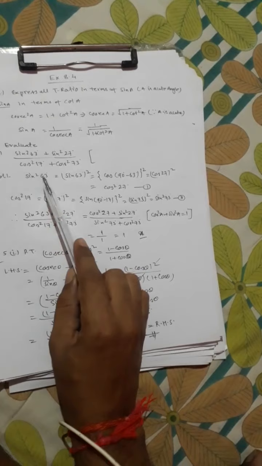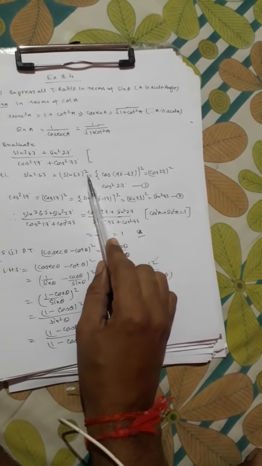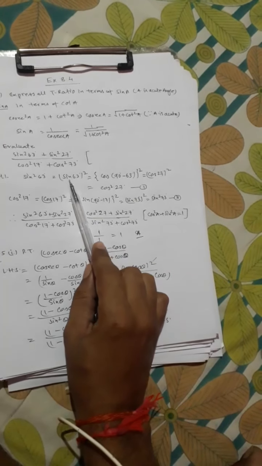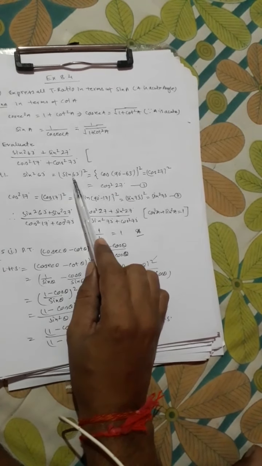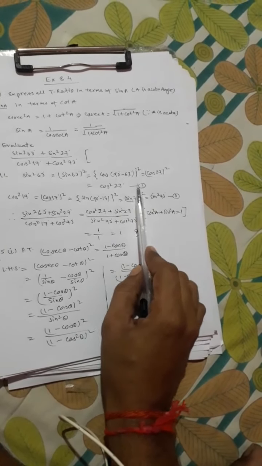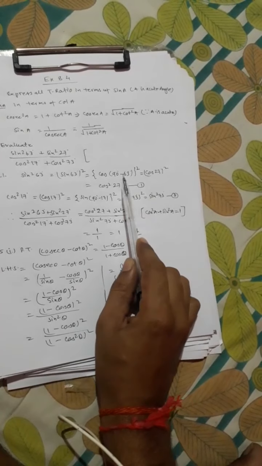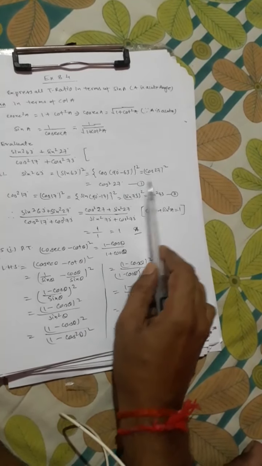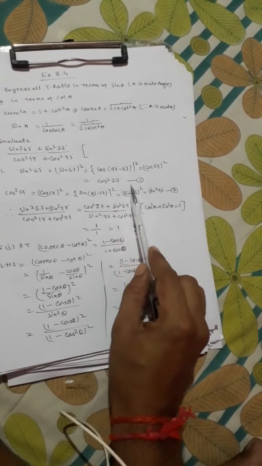So sin square 63 degree can be written as sin 63 whole square. We know how we can convert it: cos 90 minus theta equals sin theta. So we can write cos of 90 minus 63 whole square, that is this sine converted to cos, with the complementary angle 27. So we have cos 27 whole square, so we can write cos square 27.